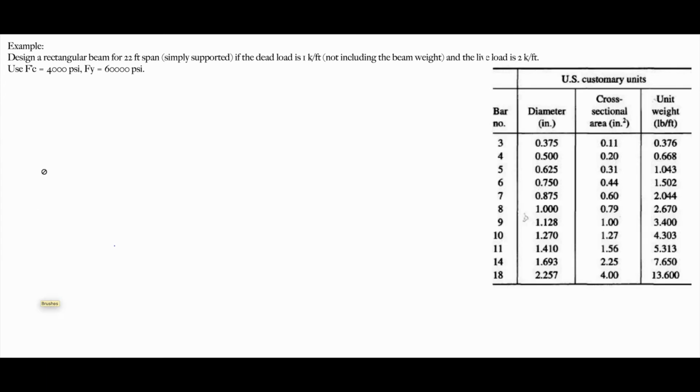All right. So let's have this example. Assume you have a rectangular beam. Design a rectangular beam, sorry, for 22 feet span. This is the span, simply supported. If the dead load is 1 kip per foot, not including beam weight, and the live load is 2 kip per foot, use f'c and fy. I'll talk about this, why I put this table here.